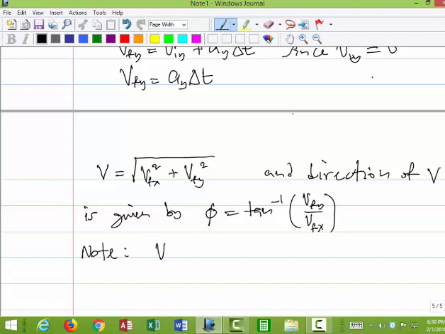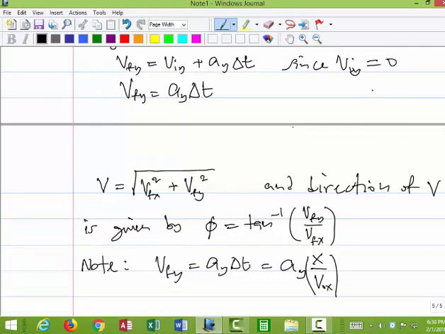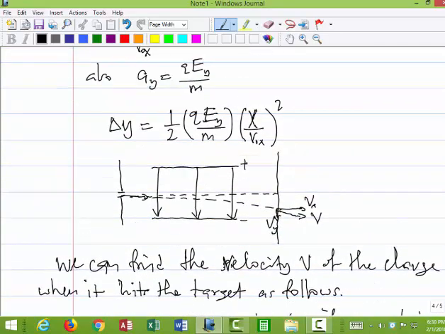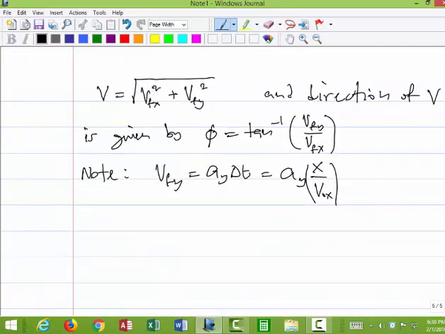Note that v final y is equal to a y delta t, which can be written as a subscript y, and the time is x over v not x. So we can write v final y that way, where x is the distance from one plate to the other, or the length of the plates. Okay, so I think we've got everything we need. Any questions at this point?